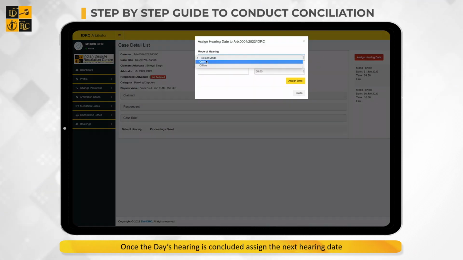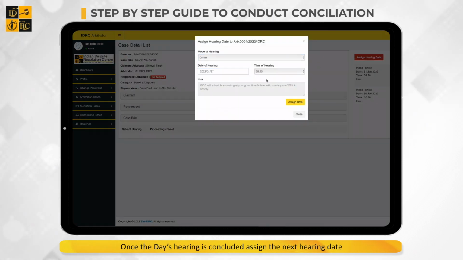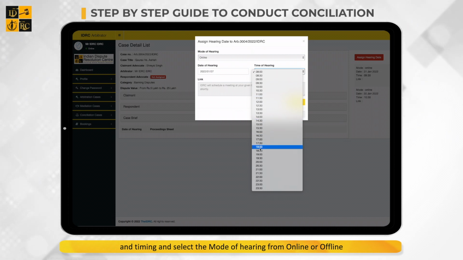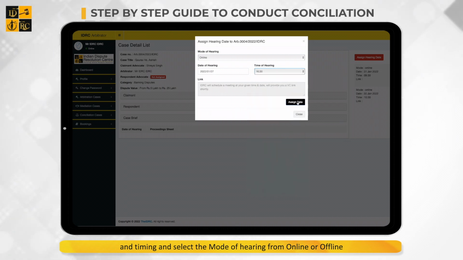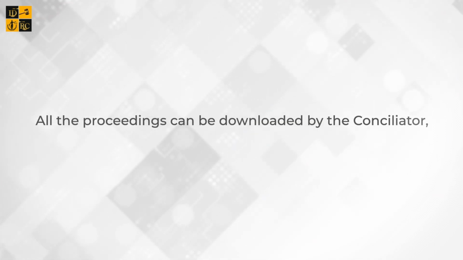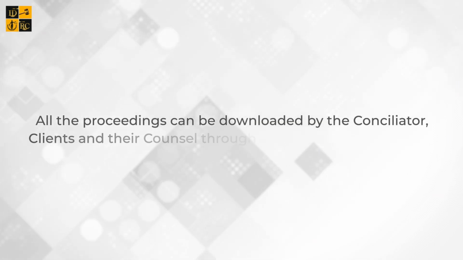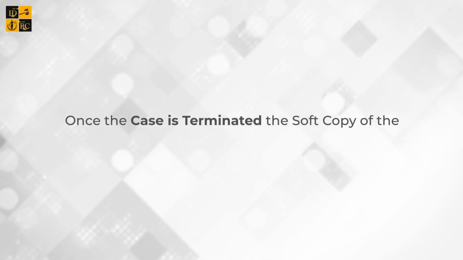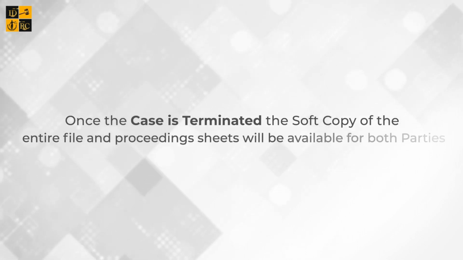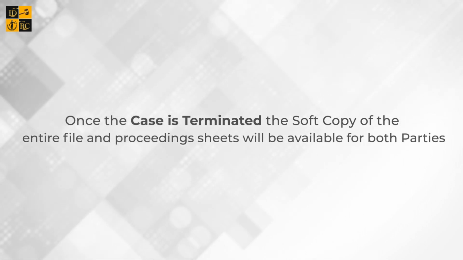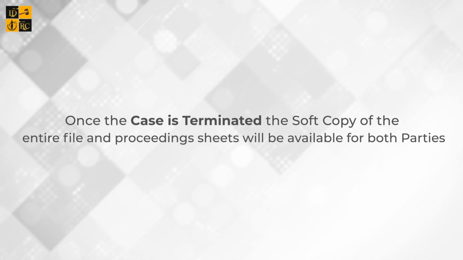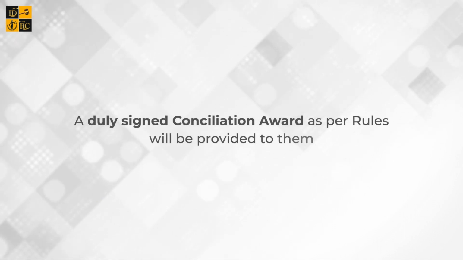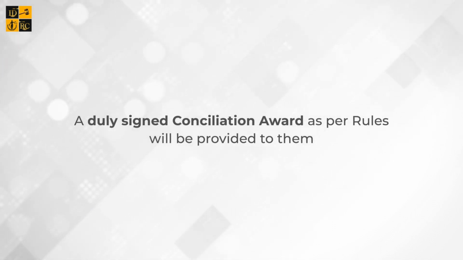Once the day's hearing is concluded, assign the next hearing date and timing and select the mode of hearing from online or offline. All the proceedings can be downloaded by the conciliator, clients and their counsel through clicking on the case page. Once the case is terminated, the soft copy of the entire file and proceedings sheets will be available for both parties. A duly signed conciliation award as per rules will be provided to them.